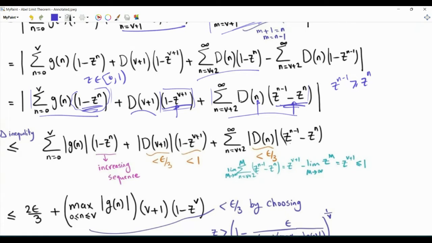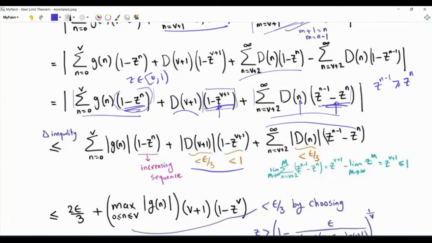Then we have a telescopic sum, and the telescopic sum is equal to z to the V plus 1, which is less than or equal to 1 by our choice of the range of values of z. So this term is upper bounded by epsilon over 3, and this other term is upper bounded by epsilon over 3. What about this term? For this term, we can upper bound the magnitude of g of n by the maximum, the maximum from 0 to V of the magnitude of g of n. We basically replace those by their maximum value.